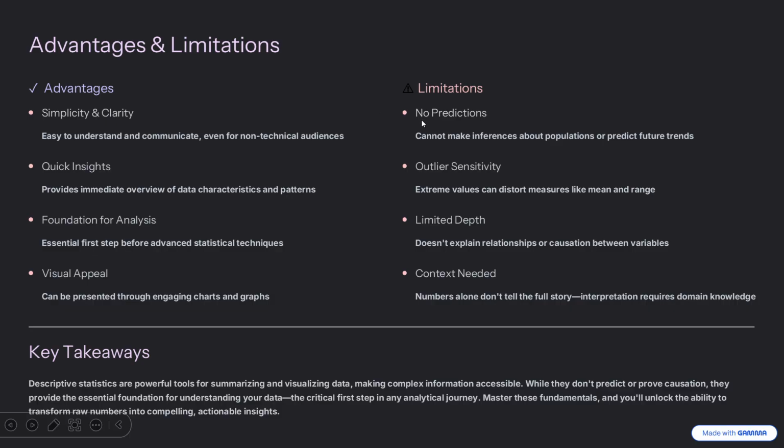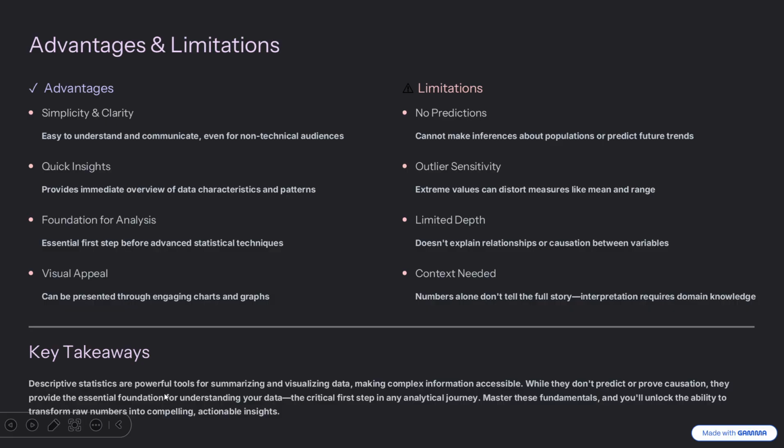Now, limitations. No predictions: it cannot make inferences about a population or predict future trends. Outlier sensitivity: extreme values can distort measures like mean and range. Limited depth: it does not explain relationships or causation between variables. Context needed: numbers alone don't tell the full story. Interpretation requires domain knowledge.